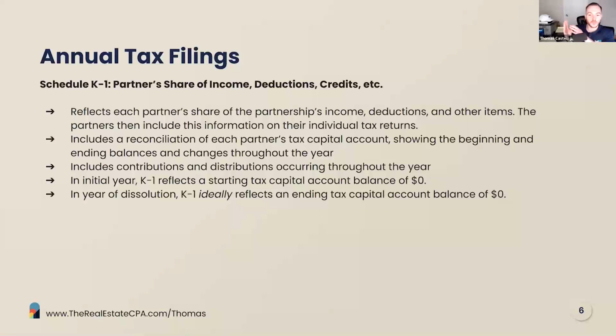You're going to receive on your K1 your share of partnership income, deductions, and other items related to the partnership. And this will go on your Form 1040. This also includes a reconciliation of your capital account, showing the beginning and ending balances. And we'll talk more about that. Then it includes any contributions or distributions occurring throughout the year.